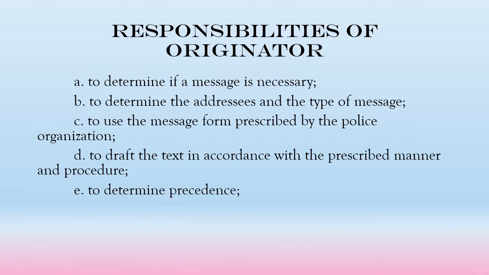Letter E, to determine precedence. Ito, precedence, meaning that the originator has to know the priority of importance of the message. Gaano ba ka-importante? Okay? Number 1, yung ating letter A, the message is necessary. Pero dito sa letter E, to determine the precedence. Okay? Priority ba siya? Yun yung tanong. Priority ba siya? Priority of the importance of the message. Okay? Kasi meron tayong classified and unclassified na message. Okay? 'Di ba? Whether it is classified or unclassified.